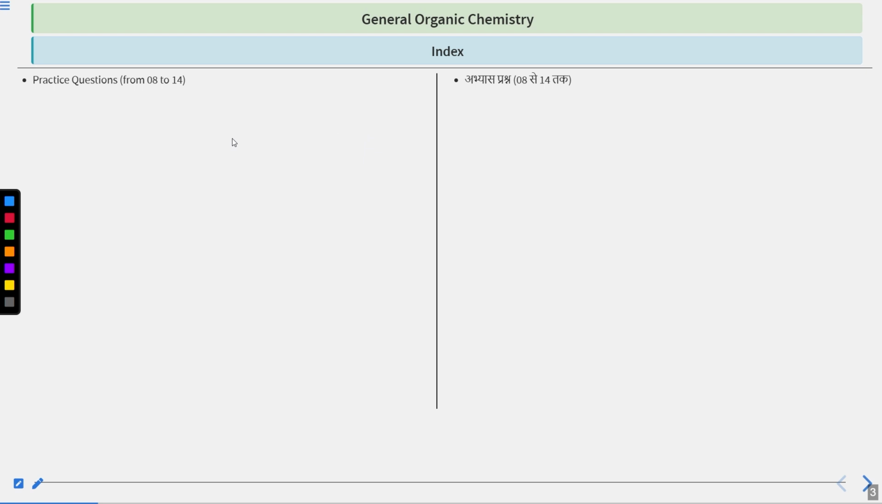Moving on to the index, we are going to see the practice questions from question number 8 to question number 40. So let's start with question number 8.